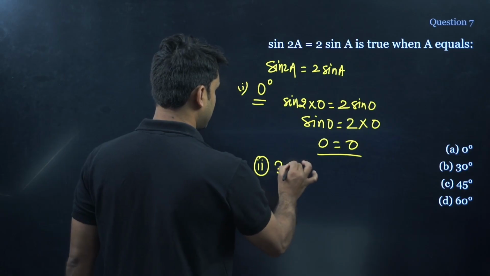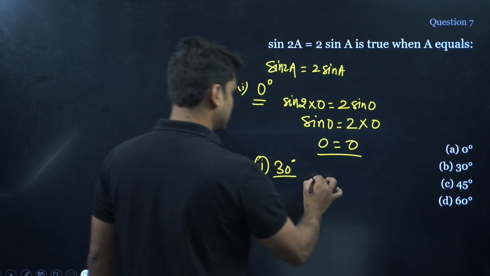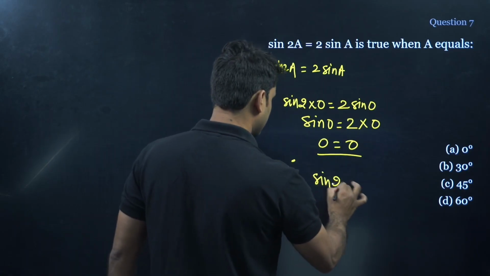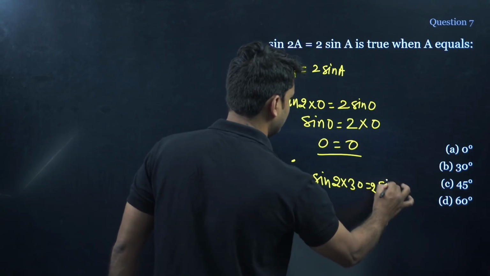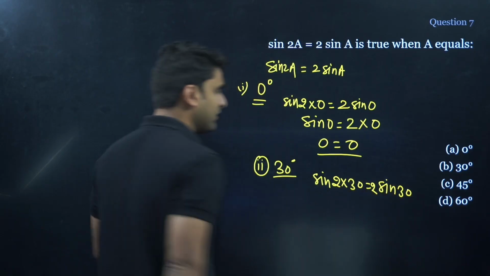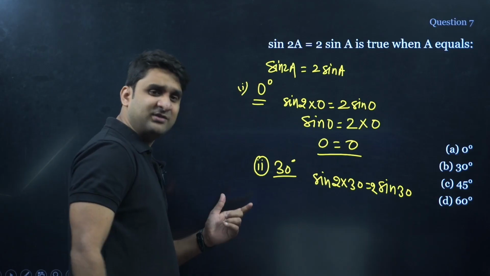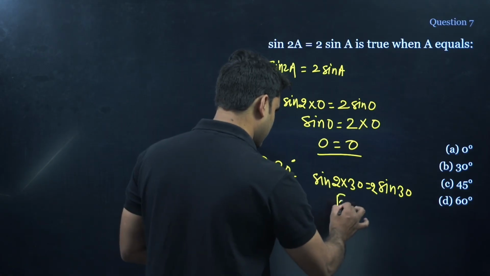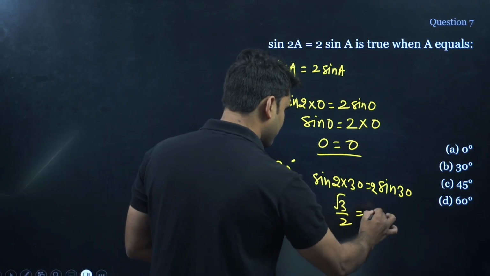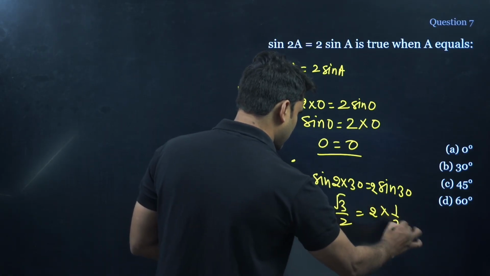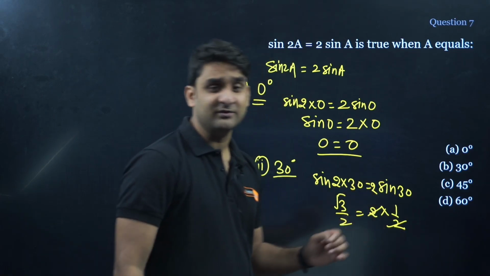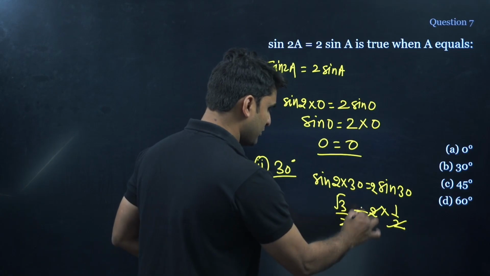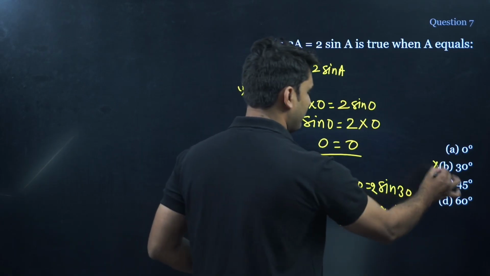30 degree. I'm checking at 30 degree. So sine 2A, so 2 into 30 is equal to 2 sine 30. My dear, 30 into 2 will be 60 degree, and sine 60 is equal to root 3 by 2. And here sine 30 is equal to 1 by 2. 2 cancel. Root 3 by 2 and right hand side is 1, not equal to each other. They are not equal. So this will not be valid.